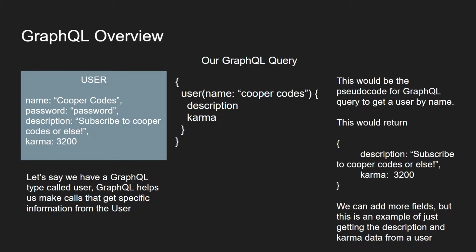The description, subscribe to Cooper Codes or else, and then the karma amount. And this query is saying, hey, this user object over here, let's get the description property, which gets this string here, and let's get the karma property out of it. We can add more fields to this, for example. We could have a name field at the very bottom, and then in this returned object, we would also have the name, for example. This is a basic idea as to how GraphQL queries work.